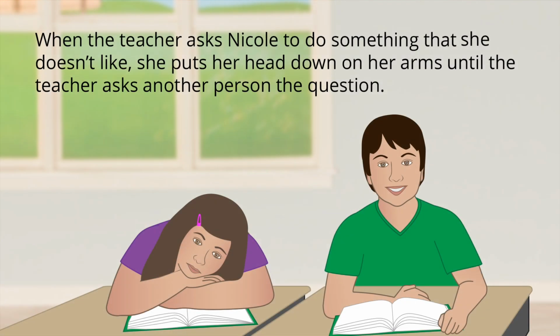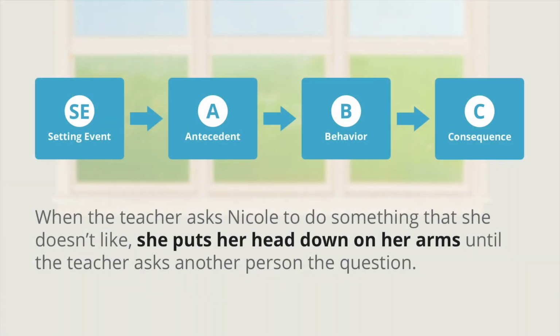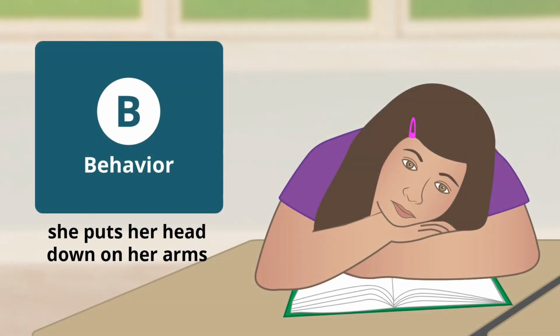Here's another example. When the teacher asks Nicole to do something she doesn't like, she puts her head down on her arms until the teacher asks another person the question, allowing Nicole to escape work. Look at the portion of the summary statement. She puts her head down on her arms. Is this a setting event, an antecedent, a behavior, or a consequence? This is a problem behavior.